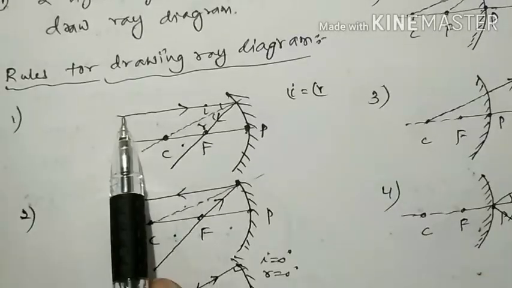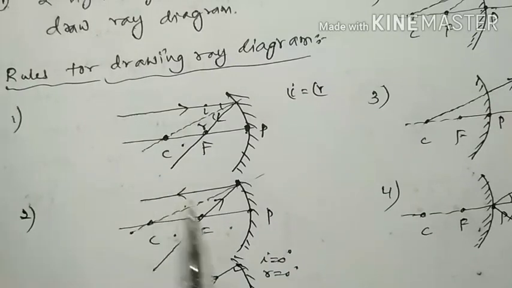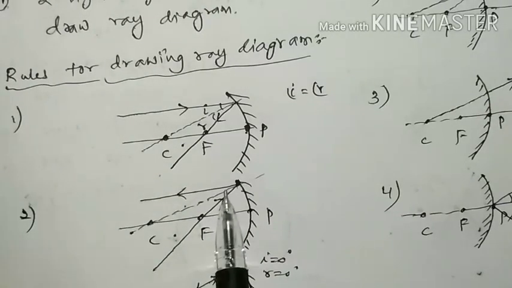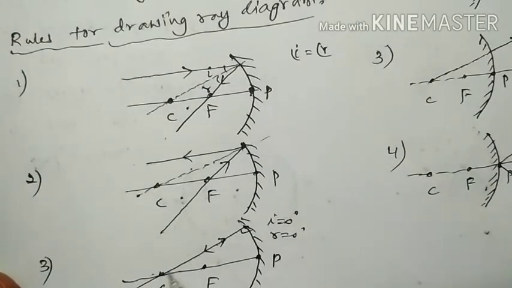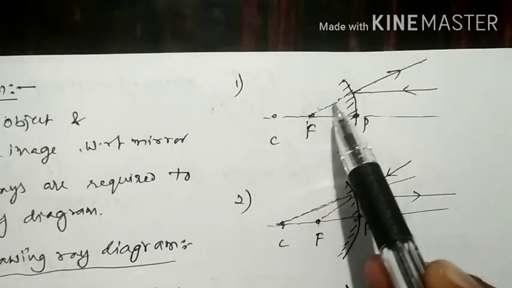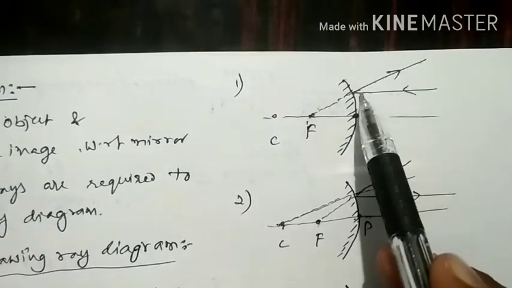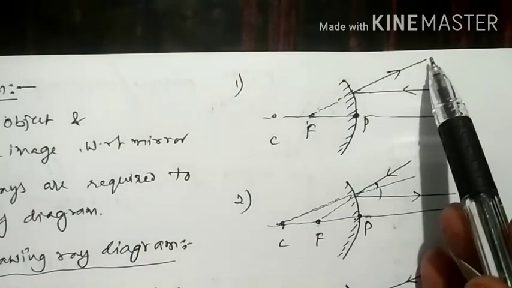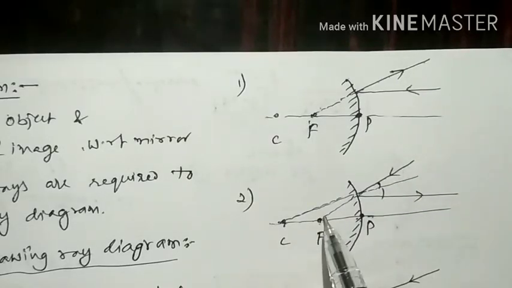So a light ray parallel to the principal axis, after reflection, passes through the principal focus. A light ray passing through focus, after reflection, becomes parallel to the principal axis. A light ray passing through the center of curvature, after reflection, reverses back. And a light ray passing parallel to the axis for a convex mirror appears to pass through the principal focus.